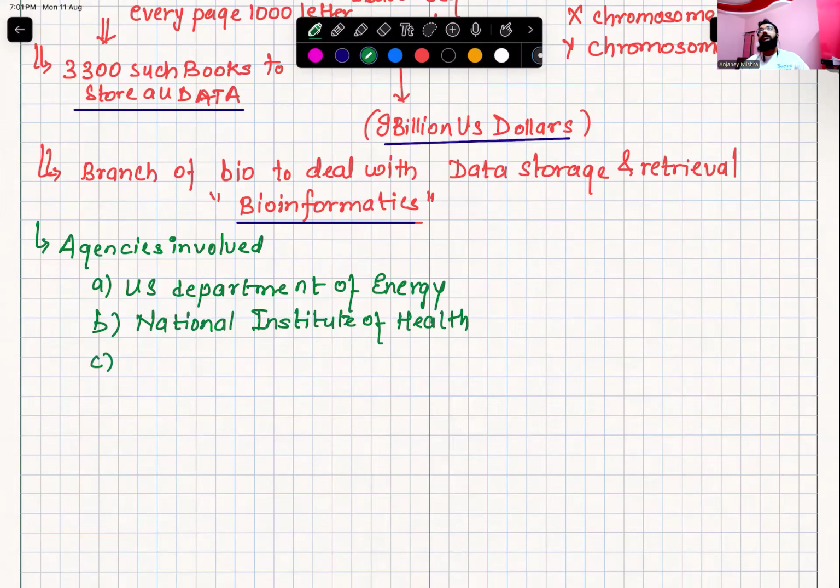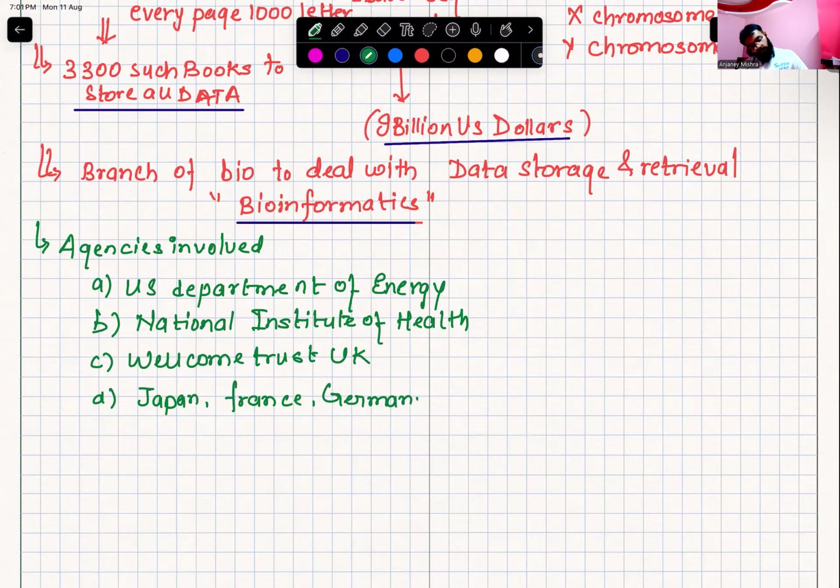Then you have got Wellcome Trust of United Kingdom. Then you have got involvements of countries like Japan, France, Germany, and China. So you've got these many countries who were involved.